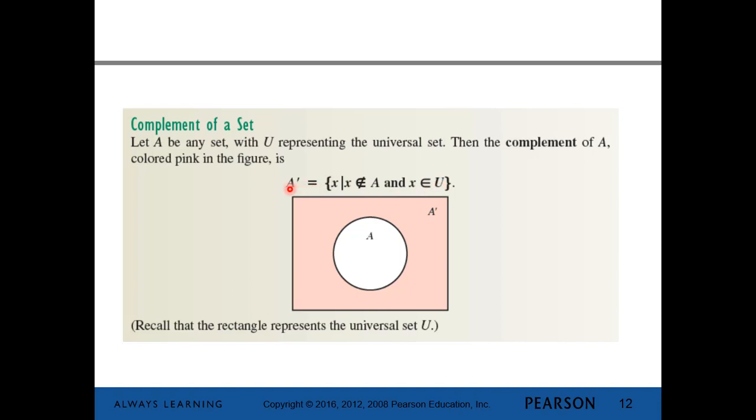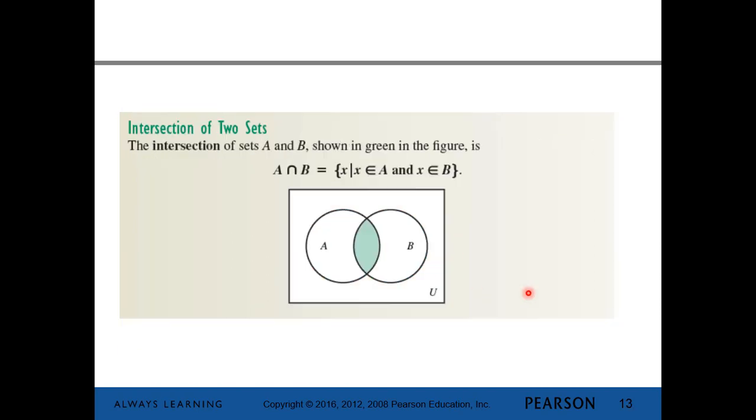Okay, so in this case here, the complement of A are all elements X, such that X is not an element of A, but is an element in the universe. Okay, that's the way we define the complement of A. And this Venn diagram is the way we visualize it.